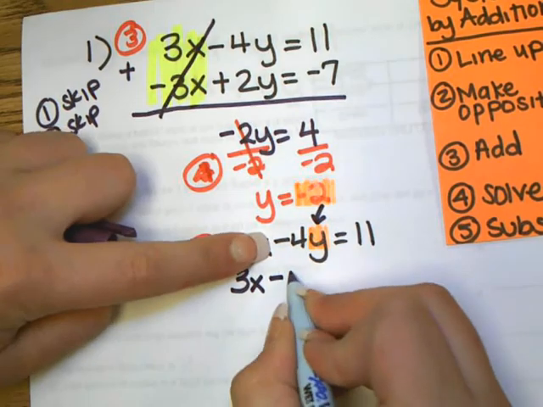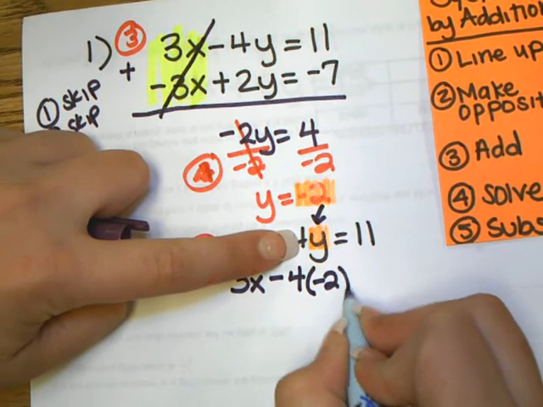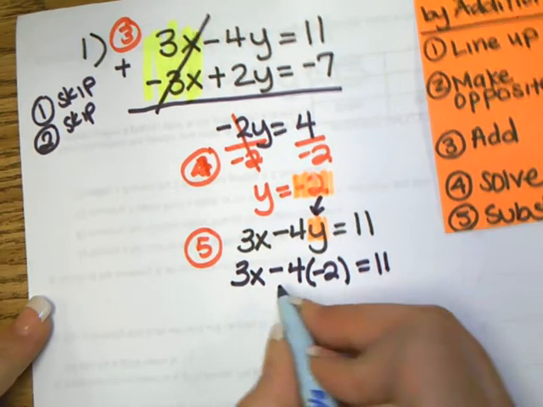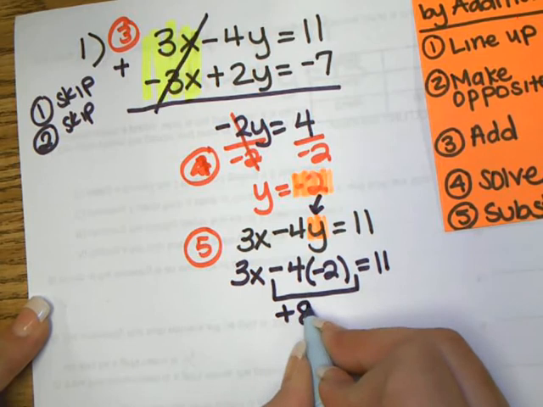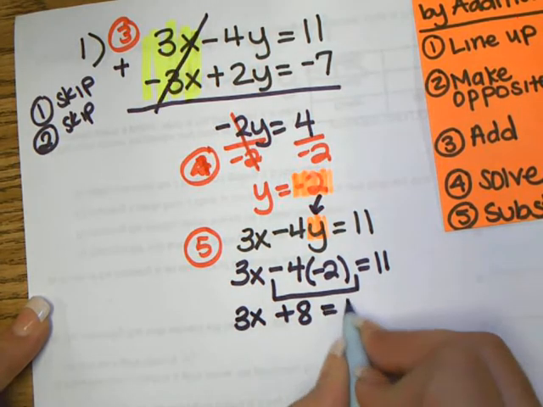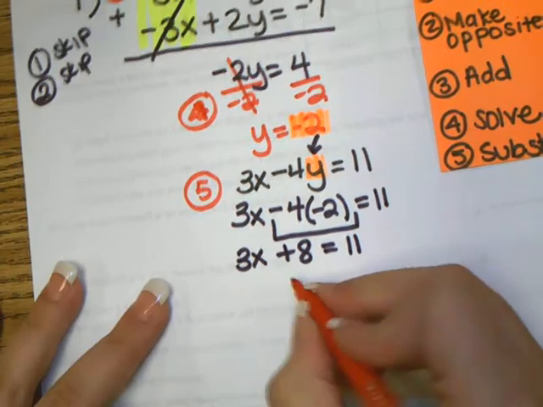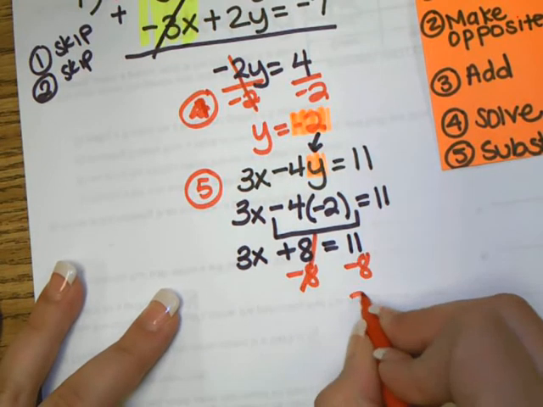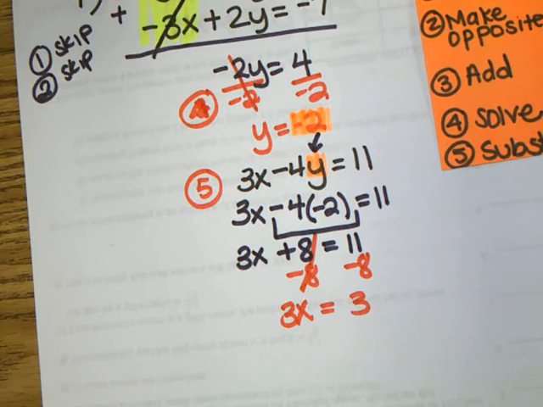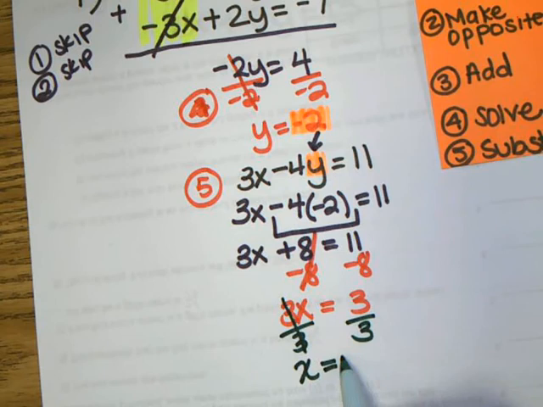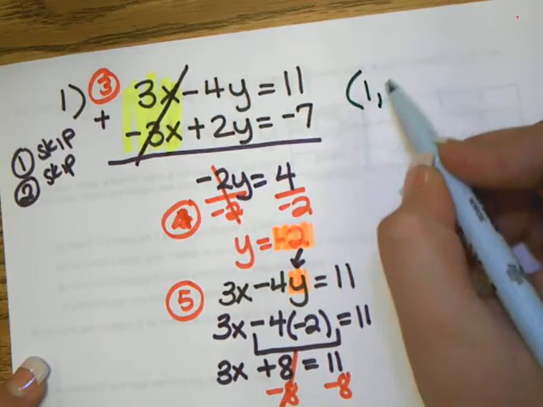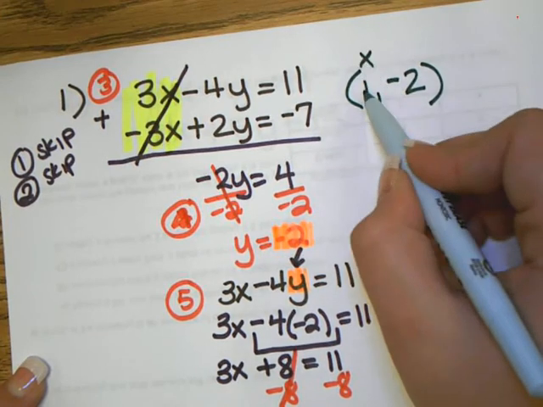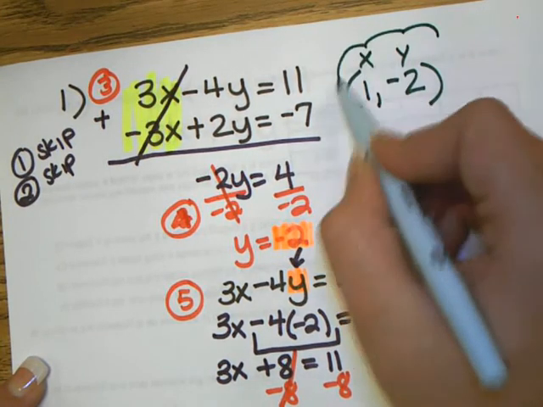So we have 3x minus 4 times negative 2 equals 11. So negative 4 times negative 2 is positive 8. Then I'm going to subtract 8. Divide by 3. And we get our x value is 1. So our solution is 1, negative 2. So x is 1, y is negative 2.